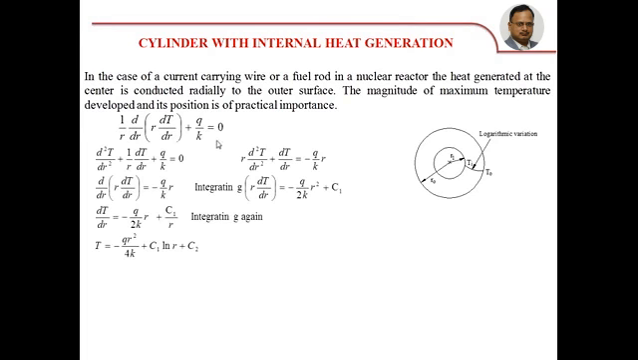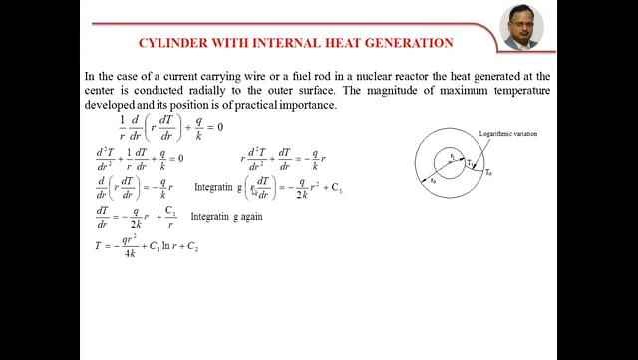Therefore, bringing this r to the other side, it becomes d by dr of r dT by dr equal to minus q dot r by k. Now integrate once, you will get r dT by dr equal to minus q dot r square by 2k plus C1.